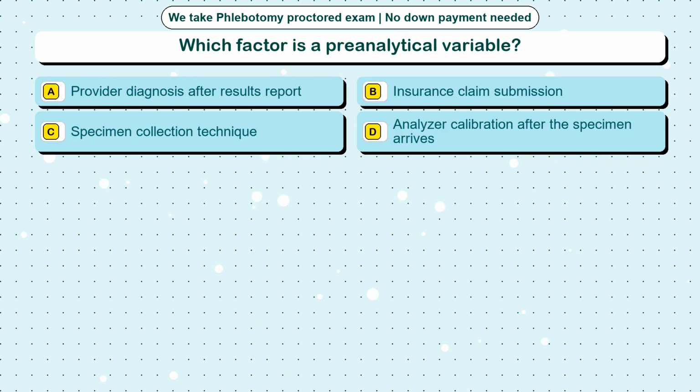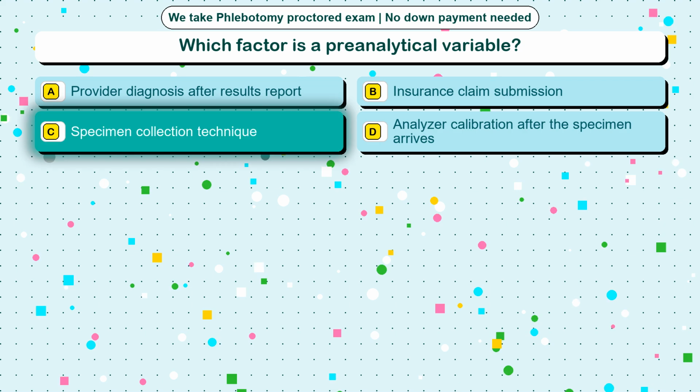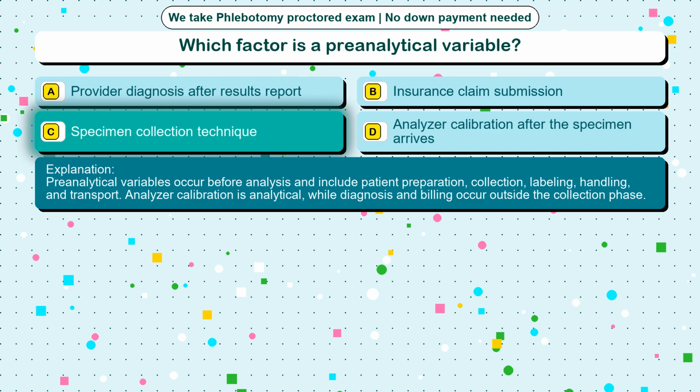Question 46. Which factor is a pre-analytical variable? Option A, provider diagnosis after results report. Option B, insurance claim submission. Option C, specimen collection technique. Option D, analyzer calibration after the specimen arrives. The correct answer is option C, specimen collection technique. Pre-analytical variables occur before analysis and include patient preparation, collection, labeling, handling, and transport. Analyzer calibration is analytical, while diagnosis and billing occur outside the collection phase.